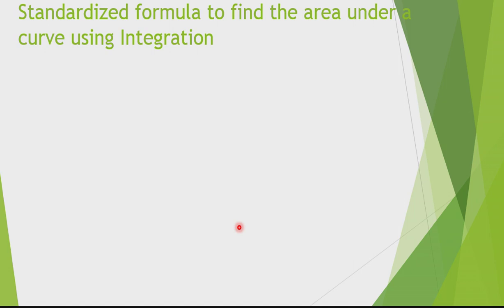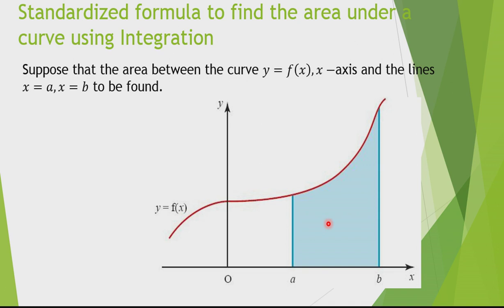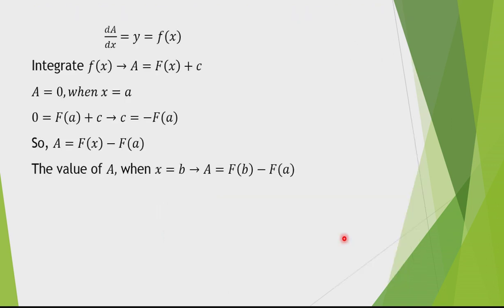under a curve. So then I hope to focus a little bit more to get a much better result for this integration: a standardized formula to find the area under a curve using integration. We will see how we can go with the formal method. Suppose that the area between the curve y equal f(x), the x-axis, and the lines x equal a and x equal b is to be found. Then what do we do? This is my general case: y equal f(x) function, x equal a, x equal b, x-axis under the curve. This blue color shaded region is to be found.